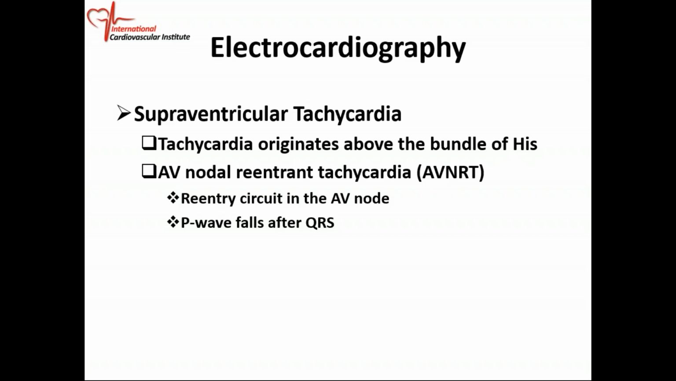All right. So when we talk about supraventricular tachycardia, it is a tachycardia, a rapid heartbeat, originating usually above the bundle of His. All right. So tachycardia that originates above the bundle of His we call supra. Supra meaning above, and tachycardia is fast. The most common supraventricular tachycardia is what we call AVNRT.